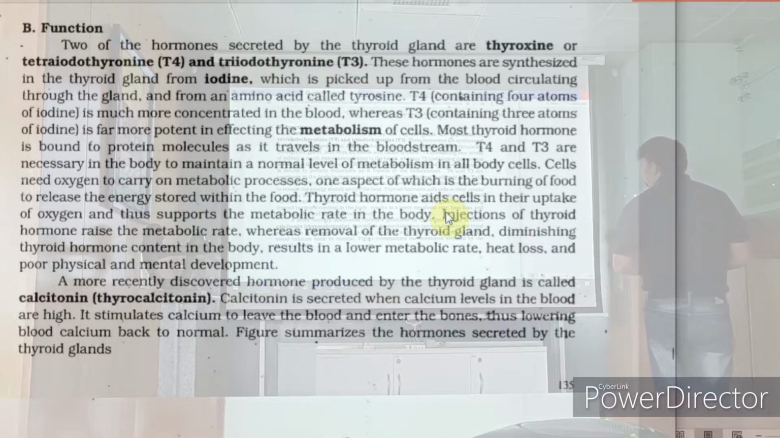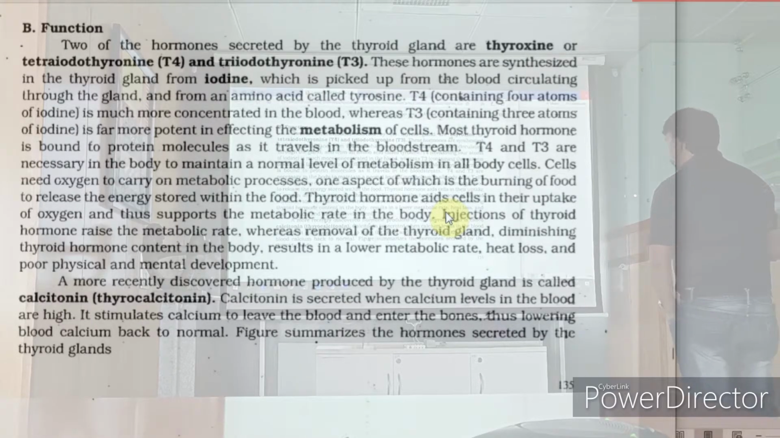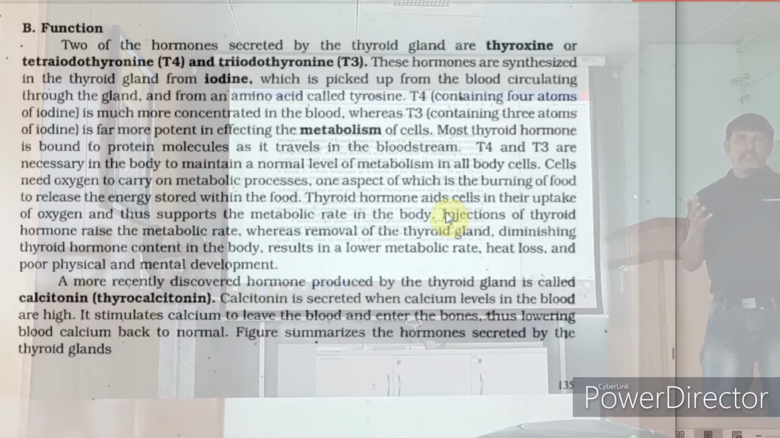The more recent one they have found is calcitonin, which regulates the level of blood calcium. The third hormone, found recently, is known as calcitonin. It stimulates the calcium to leave the blood and enter the bone. It tells the calcium, you are not supposed to stay here, get inside the bone. It will lower the blood calcium level.